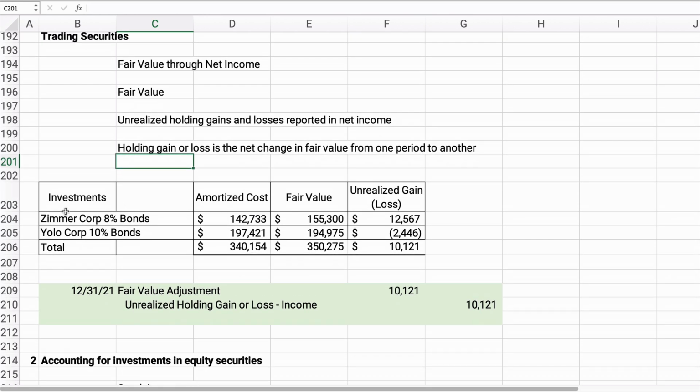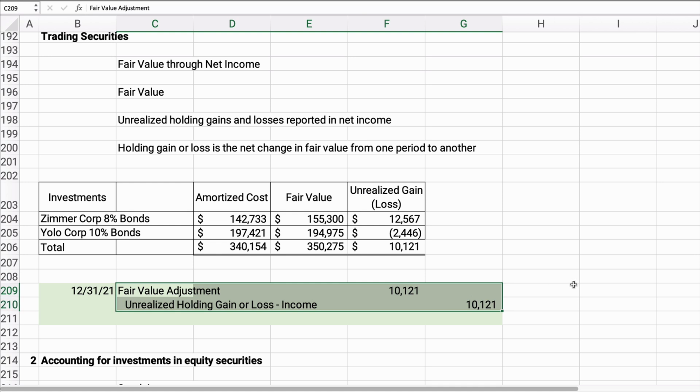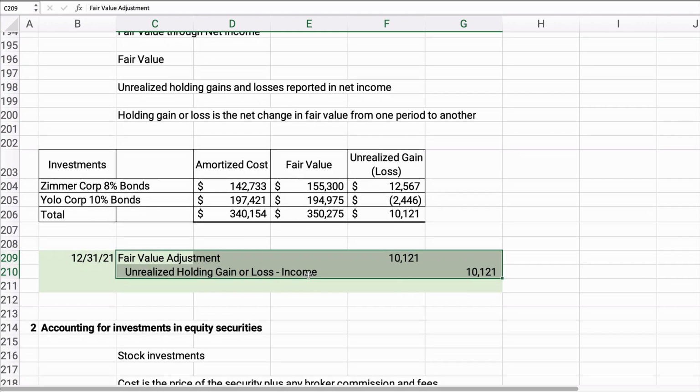Let's say we have a trading security. We have 340. It has a fair value of 350, so we have a gain. We have an unrealized holding gain of 10,000. Then we debit fair value adjustment and we credit unrealized holding gain or loss - income, because this is a $10,000 gain and it flows through the income statement. So our net income is going to be $10,000 higher before tax, right? This would be included in net income.